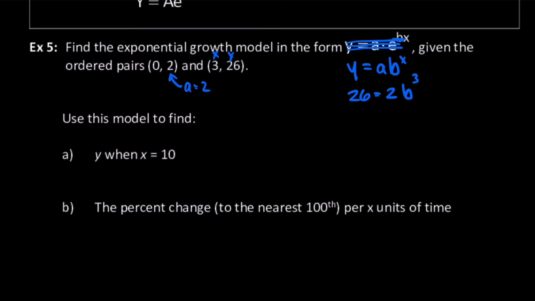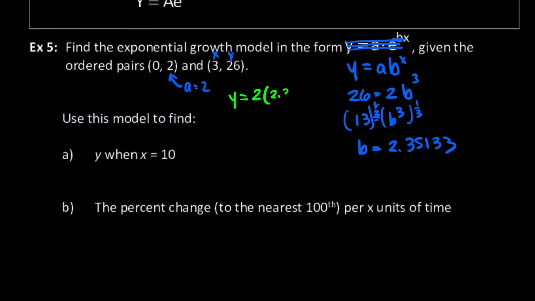All right, so y is 26 equals a, which is 2, times b to the x, which is 3. Divide both sides by 2, you get 13 equals b cubed. And then we'll just take the cube root or the 1/3 power of both sides, whatever's easiest for you guys. And I got b to be 2.35135. So my model is going to be y equals a, which is 2, times that b value, 2.35135 to the x.